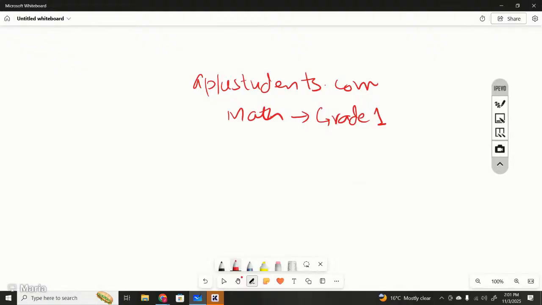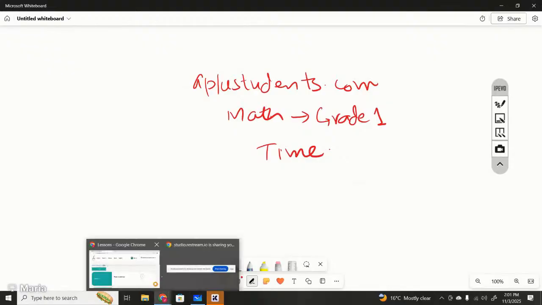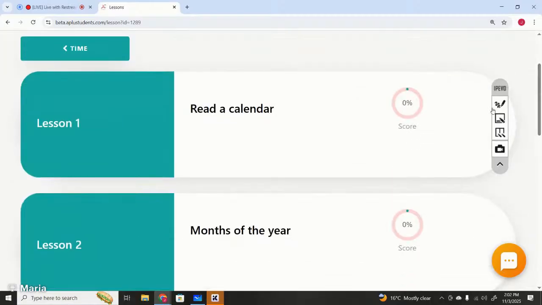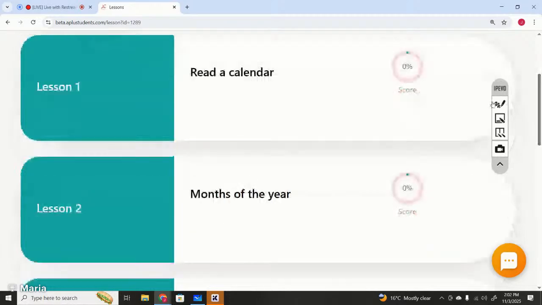We're going to start with the chapter time. So please have your notebook and pencil so that you can note down the important examples and definitions as well. Let's just start with the chapter time, and the very first lesson, that is read a calendar.